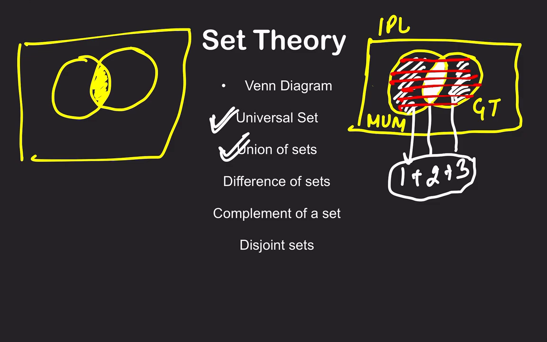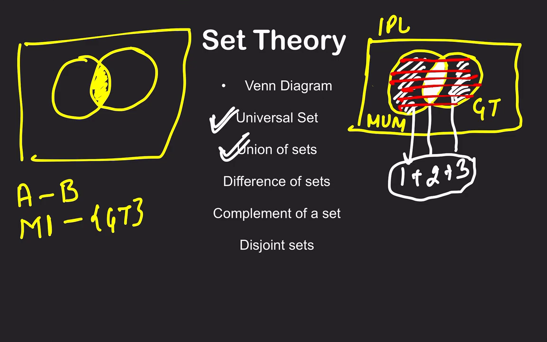Now difference means set A minus B, means players who have played for Mumbai Indians, but they have never played for Gujarat Titans. This part, which I have highlighted in yellow, will not be considered when we are thinking about the difference.